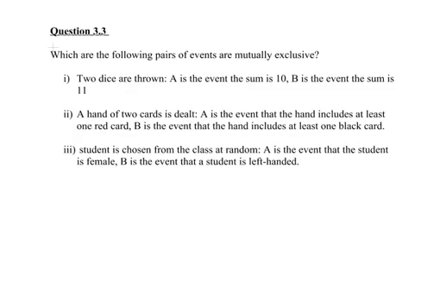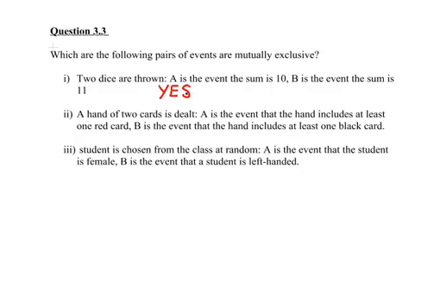Just to give you a counter example, suppose A is the event that the sum is 10, and let's say B was something different. Let's say that B was one of the numbers rolled was 6. In that case, it would be a no, okay? Because you can have A and B. You can get 4 on one die and 6 on the other.